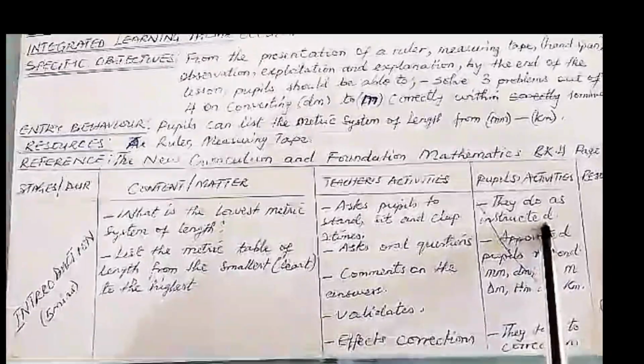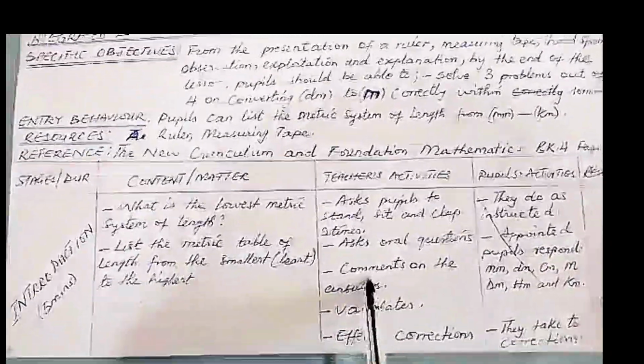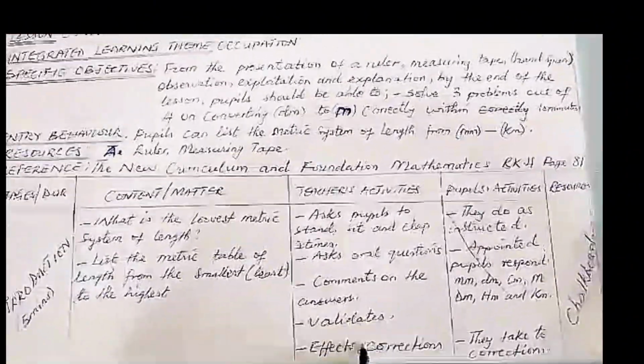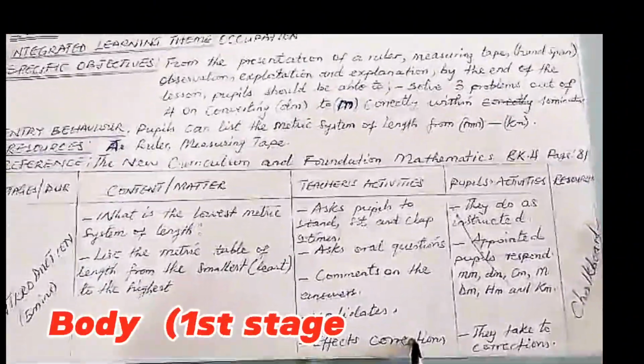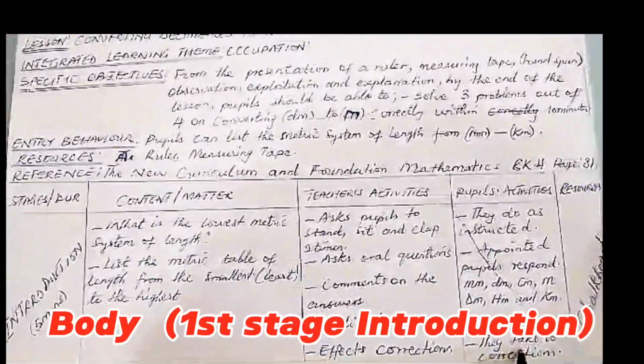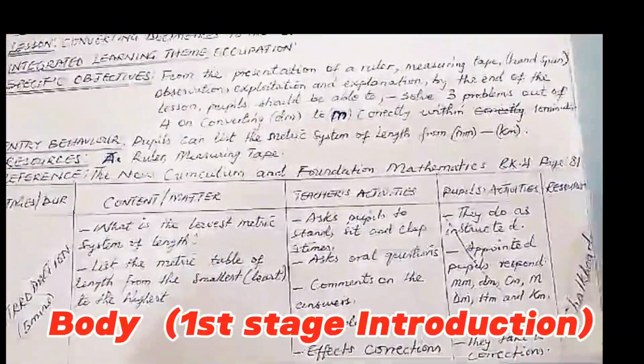Remember, the pupils are going to do as the teacher asks them to do. He's going to appoint some of them to talk, because remember, they can talk randomly. And after the answers, he's going to validate. He validates and effects some corrections. So they take corrections, as the teacher gives them.